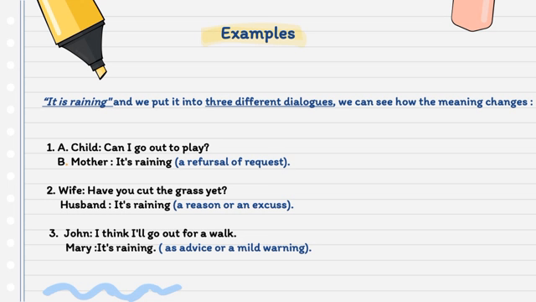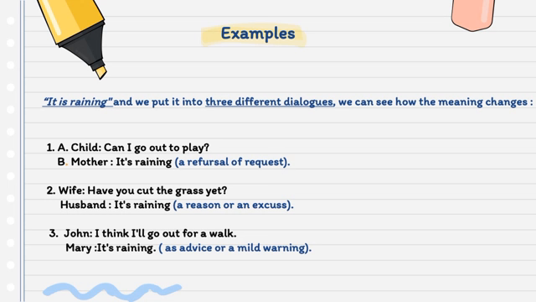In each case, the propositional meaning or statement of the sentence is the same. The notions in it are also the same, present time, but the sentence is fulfilling 3 different communicative purposes. In the first dialogue, a parent could be talking to a child. The child is asking permission to go out. The parent's reply of "It is raining" acts as a refusal of the request.